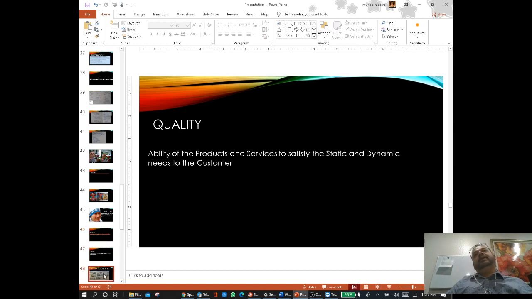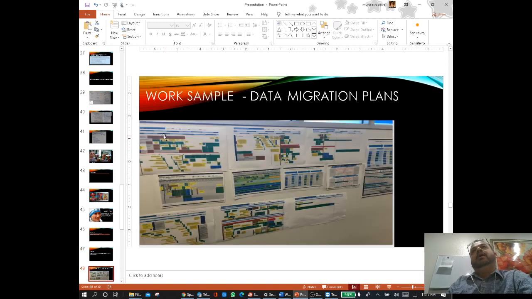There are some live examples that I have given in the slide deck. This is something based on my data migrations that I did, which you can use. This is the kind of complexity that we have to get into when we are planning for a data migration.